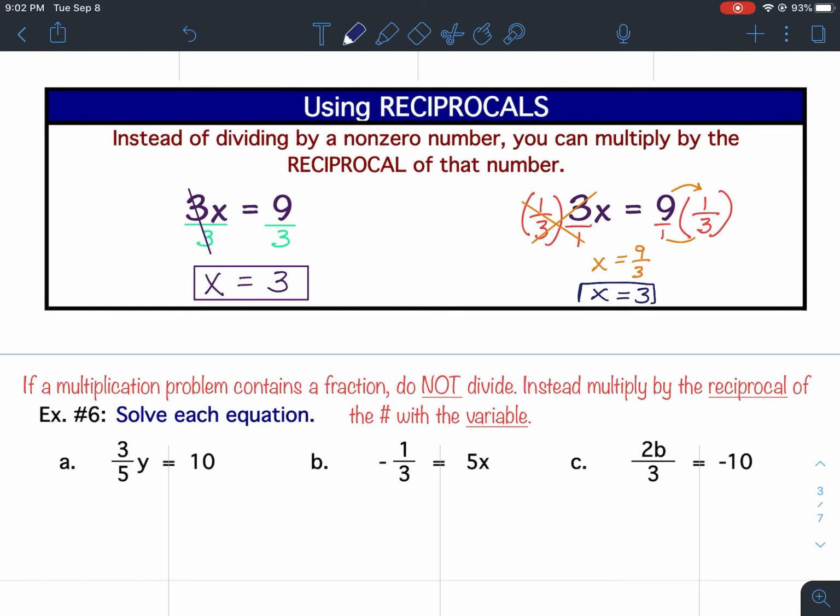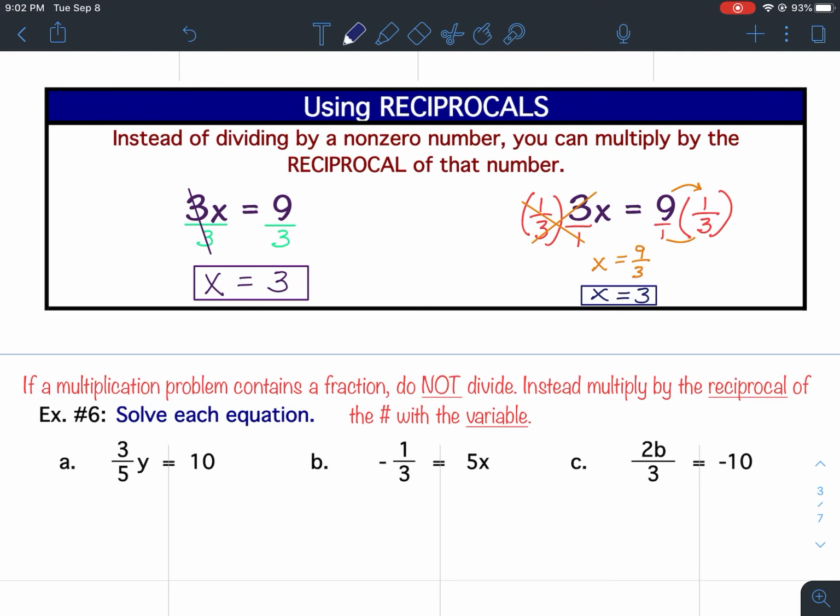So, did I get the same thing? Yes. Was the first way easier? 100%. This is much quicker. And if your problem doesn't contain a fraction, that's exactly how you should do it.